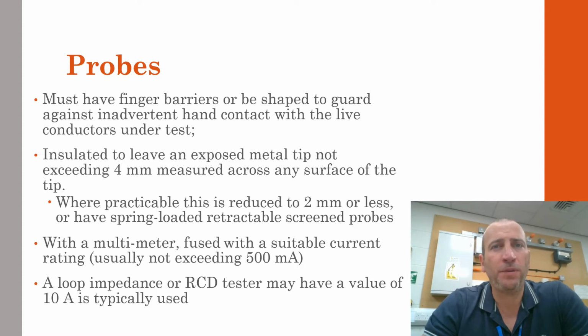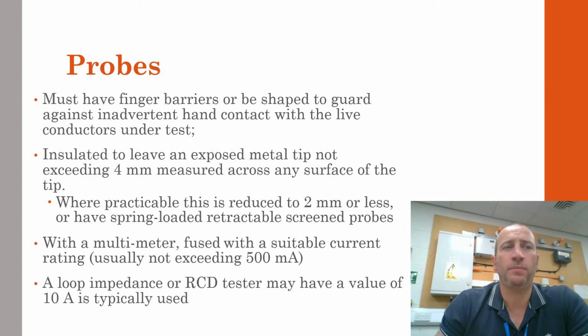A multimeter, that is, any test instrument that performs more than one function, should have probes fused to prevent current exceeding 500 milliamps from flowing through the device. An exception is an earth fault loop impedance tester or an RCD tester, which are intended to be used on a live circuit. They can have a value of up to 10 amps for testing purposes, but these instruments will be further protected internally to protect from shock or explosion.